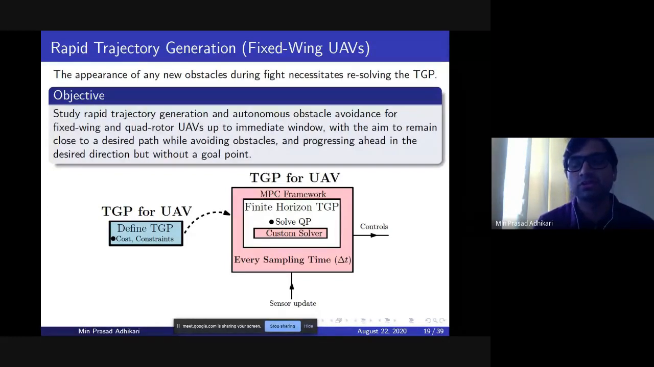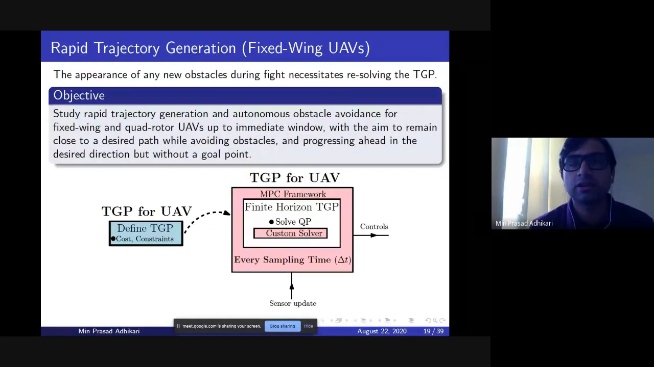So it means I'll solve for a finite horizon, let's say 6 seconds in the future, or we can even choose the distance, I guess, 6 seconds or 12 seconds in the future, and solve. That's just for the immediate window. We don't want to be solving all the way to the goal point. But the issue with this is that if you don't have an end goal point, then there is no motivation for the UAV to progress ahead and reach the goal point.